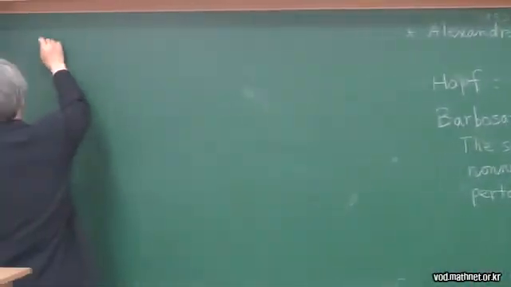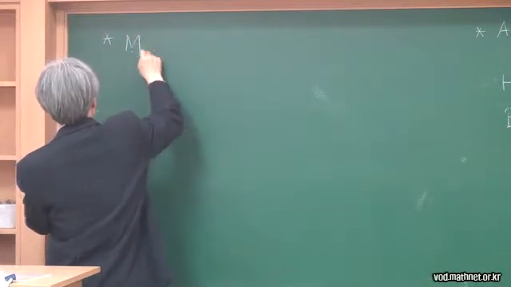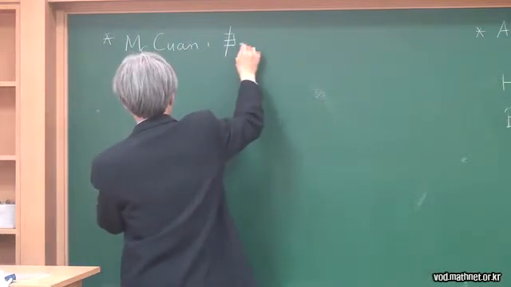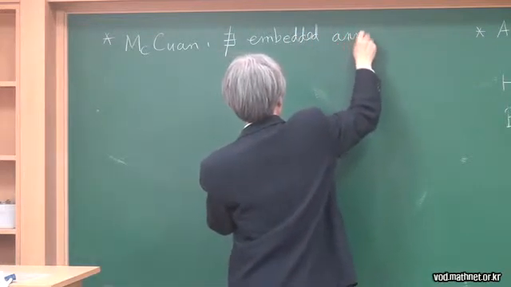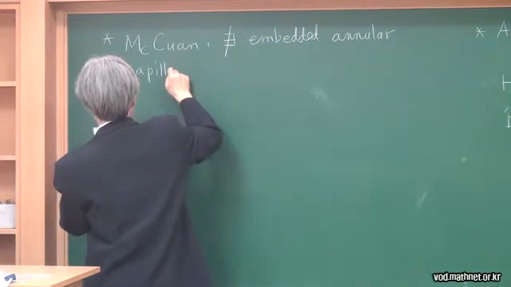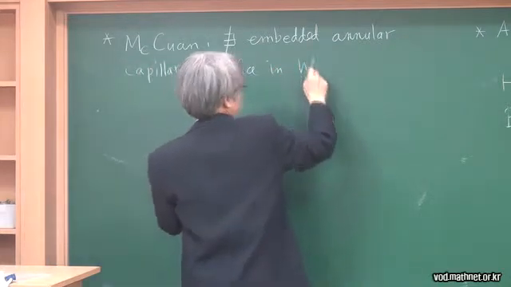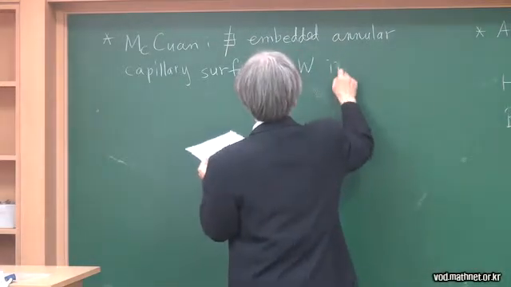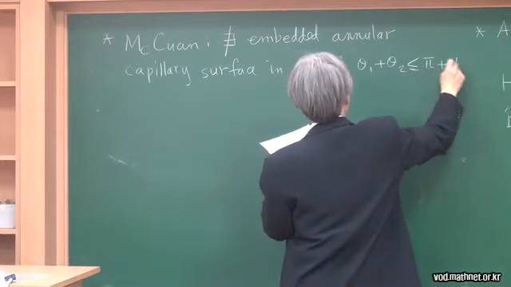Some results about capillary surfaces in a wedge were obtained; the first result was obtained by McEwen. There exists no embedded annular capillary surface in a wedge W if the sum of contact angles is less than pi plus alpha.